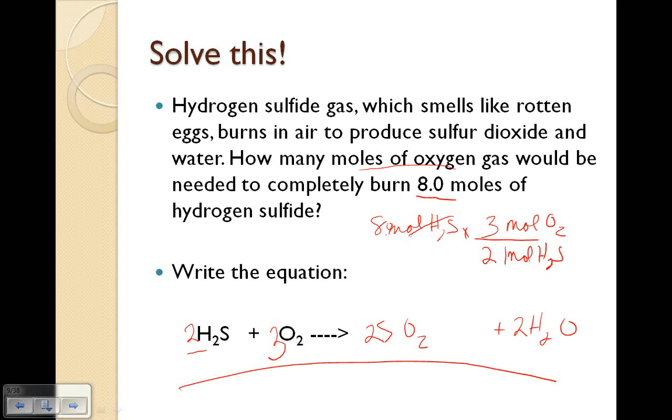And my moles of hydrogen sulfide will cancel out, and I end up with 8 times 3 divided by 2. So that's 4 times 3, which is 12 moles of oxygen. And I want 2 sig figs, which is what I have in my given.